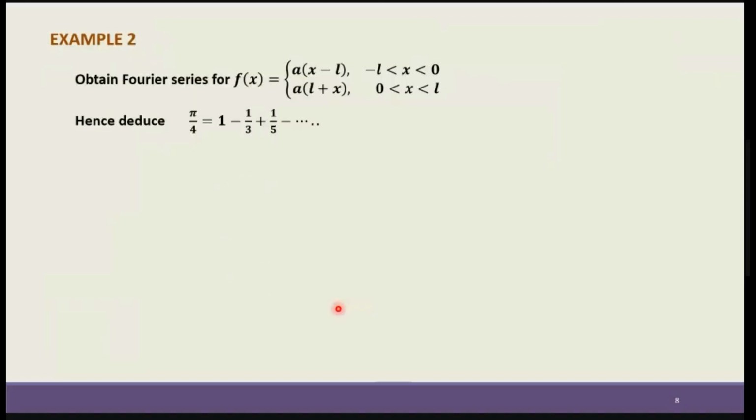Next problem. Obtain Fourier series for f(x) is equal to a into (x minus l) for minus l less than x less than 0, and a into (l plus x) for 0 less than x less than l.